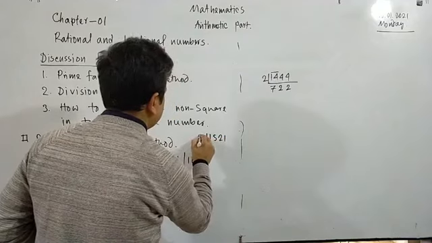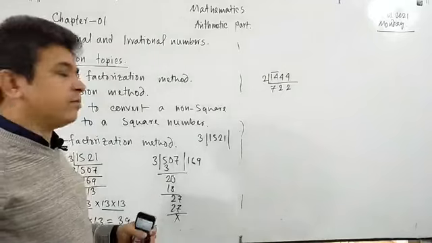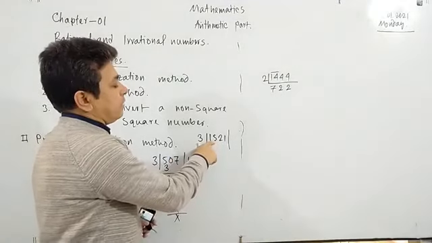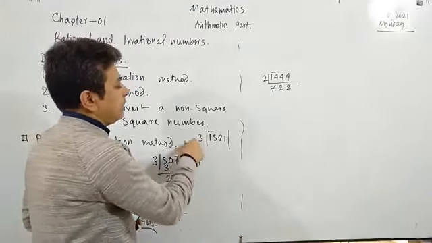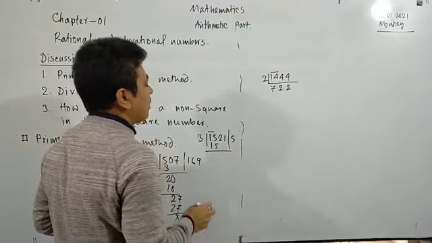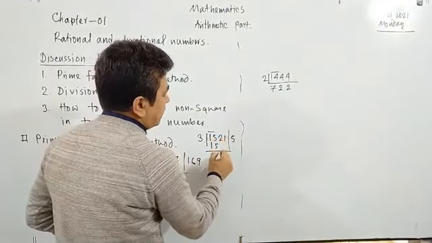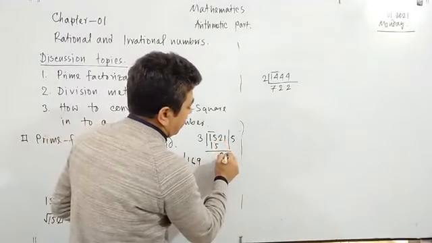1521 divided by 3. The first digit is 1, and 1 is not possible to divide by 3 here. We have taken 5, so 1 5 is 15. So 15 divided by 3 must be 5 here. Okay, so it is 15, and we have taken 2, so it's not possible to divide by 2. Again we have to take 1.